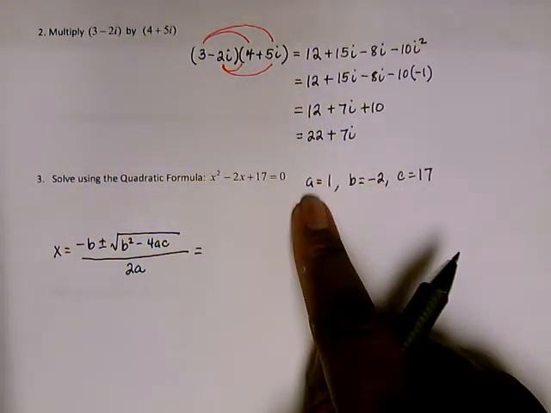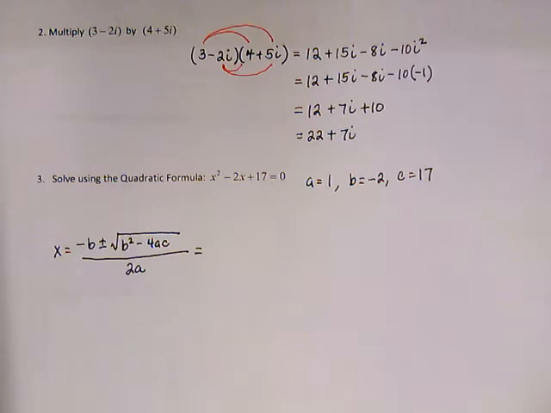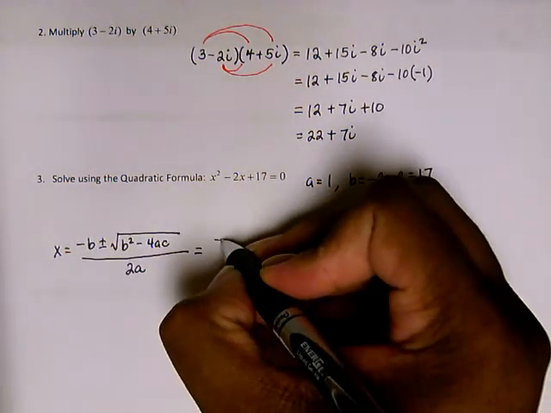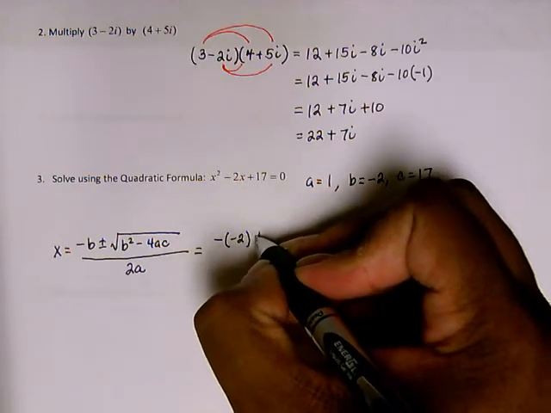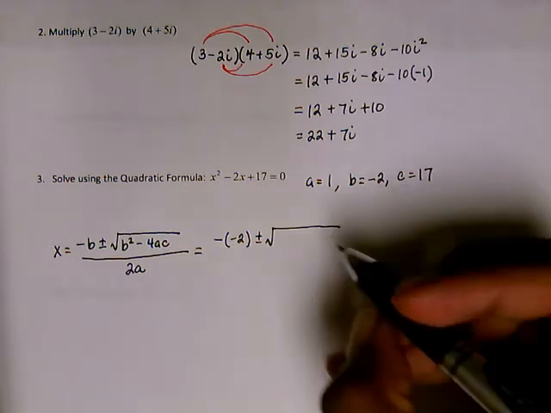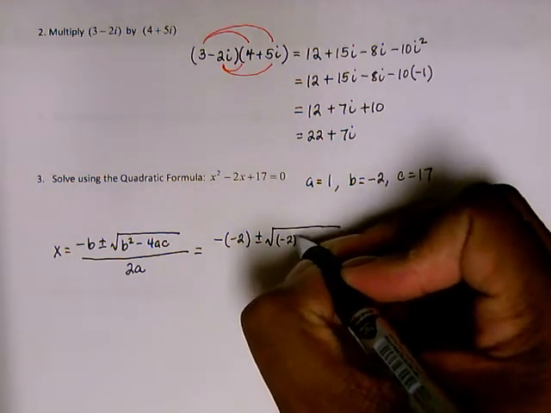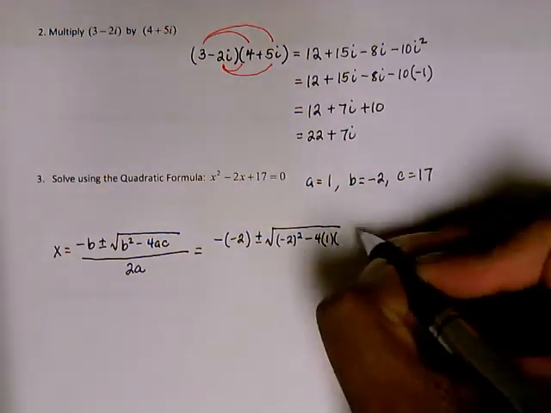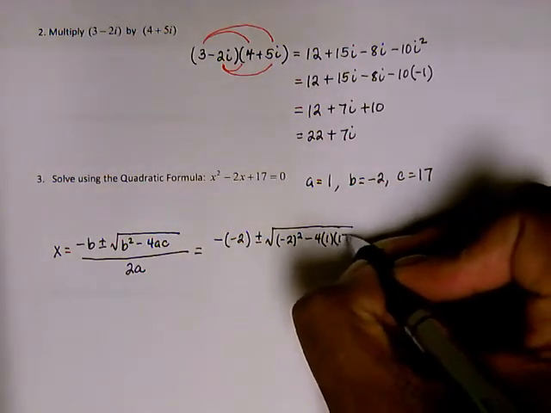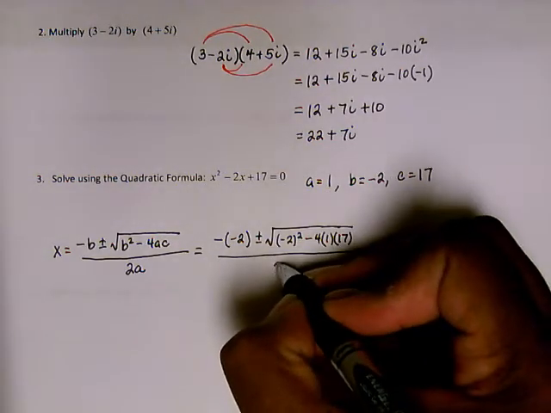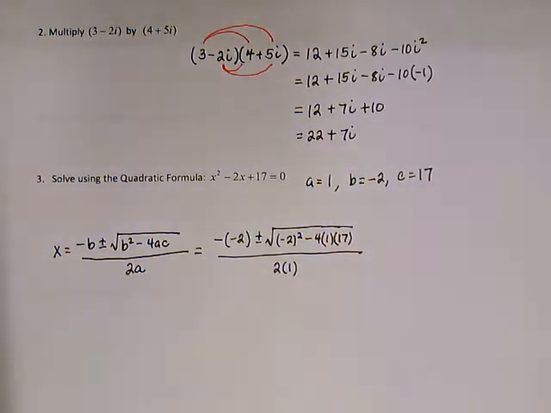Now we're going to substitute the values of a, b, and c in this quadratic formula. Well, b is negative 2, so we got this negative in front of the b, so that's negative of a negative 2 plus or minus the square root of. B is negative 2, so that's going to be a negative 2 squared minus 4 times a, which is 1, times c, that's 17. Now that's divided by 2 times a, but a is 1, so the denominator will be 2 times 1.